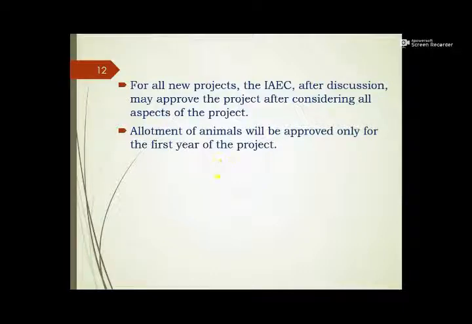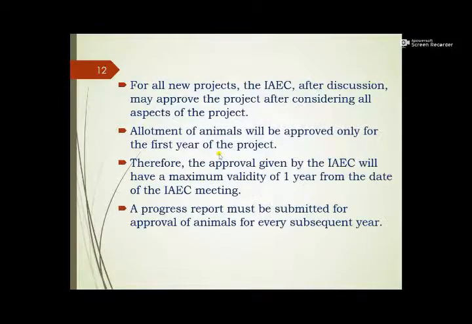So for all new projects, the IAC after discussion may approve the project after considering all aspects of the project. Allotment of the animal will be approved only for the first year of the project, and then after that you have to take permission, or you have to apply for continuation of your project. The progress report must be submitted for the approval of animals for every subsequent year.